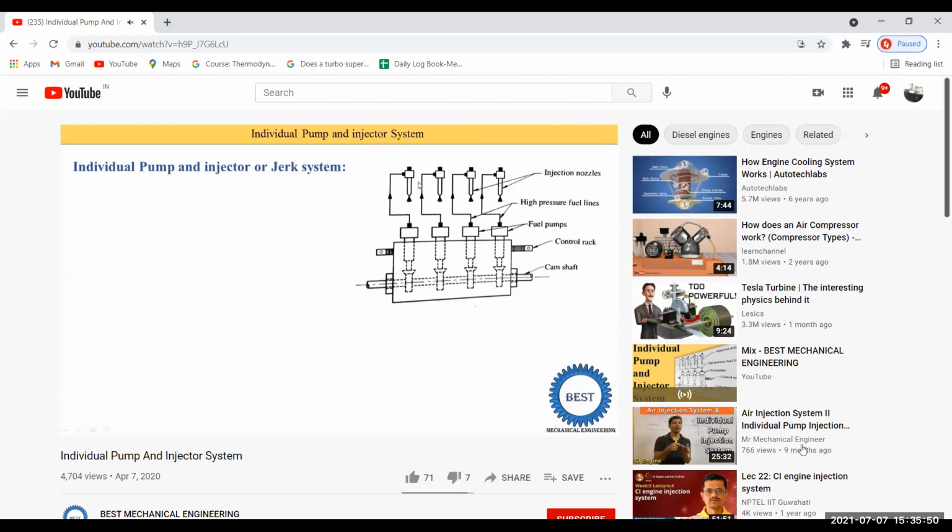From the name you can understand that if it is a four-cylinder engine, then four different pumps and four injector systems are used. So here you see the four injection nozzles are available, meaning this is the diagram for a four-cylinder engine.